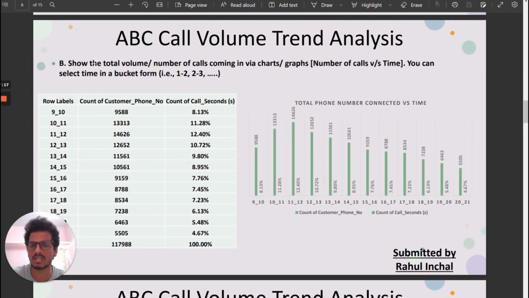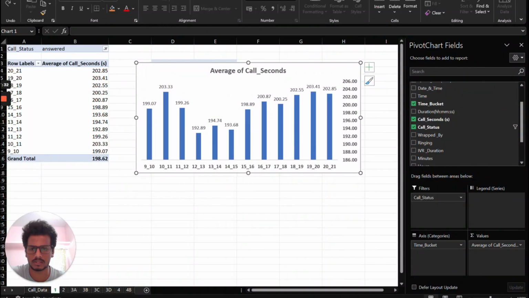Now the second question says: show the total volume, the total number of calls coming in, via a chart, like a graph, calls versus time. You can select the bucket list. Now see what I have tried to do here, so let's open the Excel.